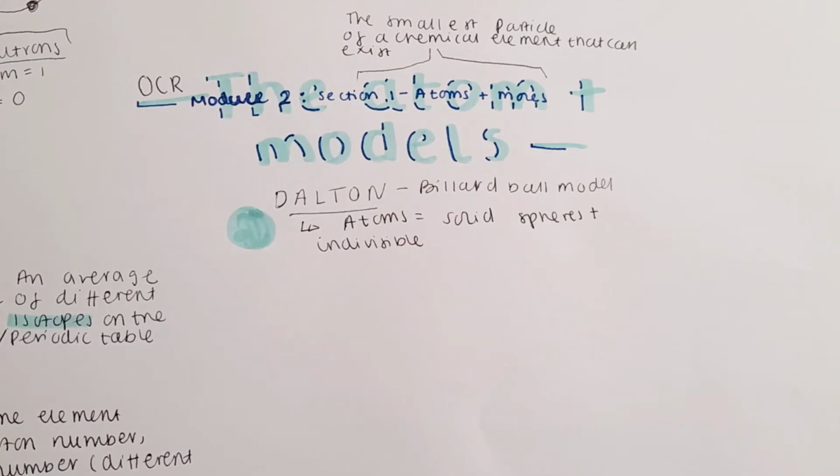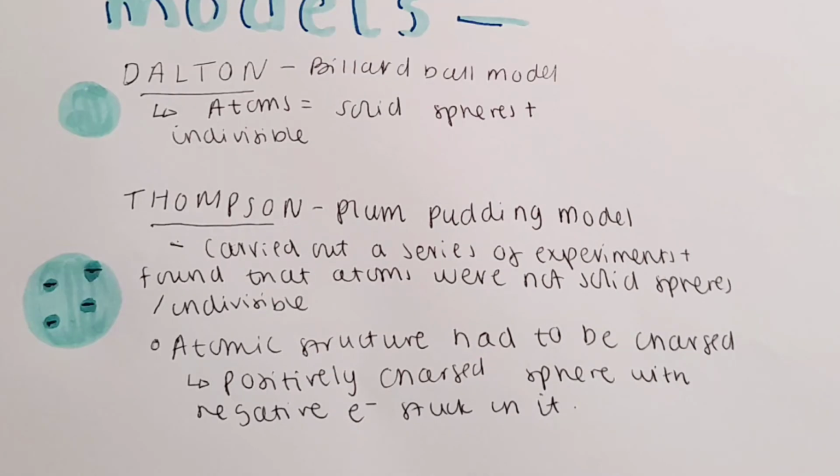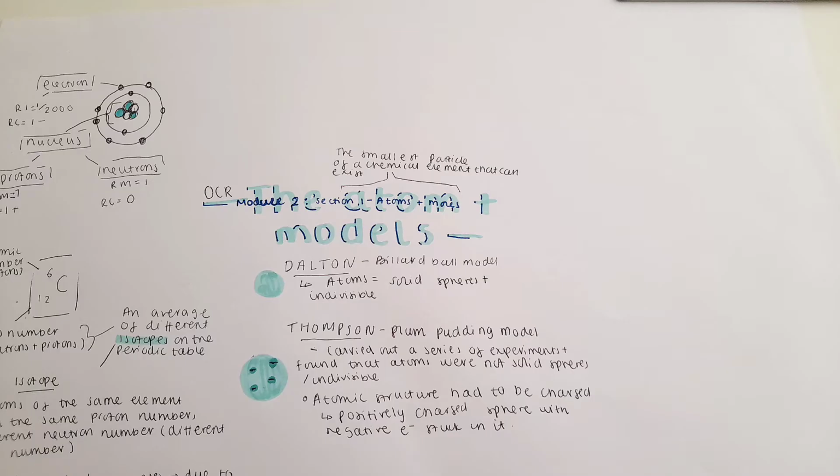Next, we need to know about Thomson's plum pudding model. Thomson carried out a series of experiments and found that atoms were not solid spheres or indivisible. He claimed that the atomic structure had to be charged, and his model showed a positively charged sphere with negative electrons stuck in it.